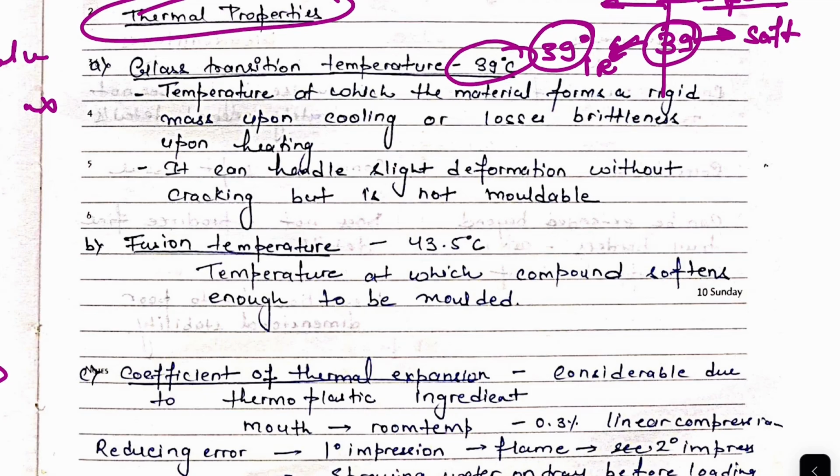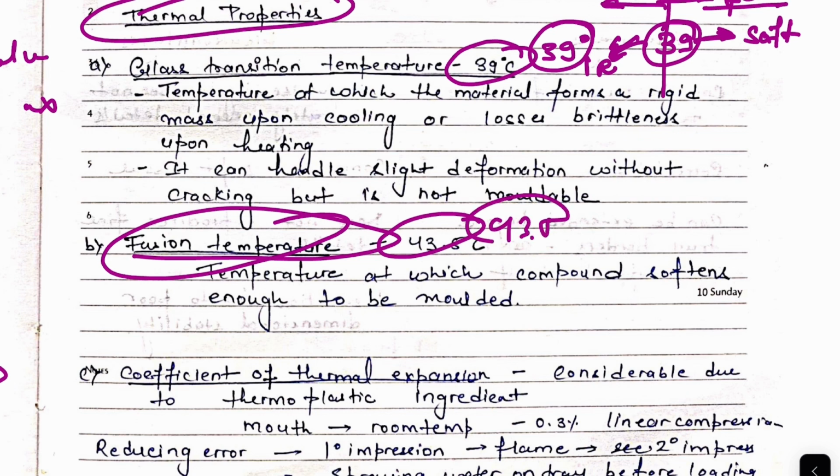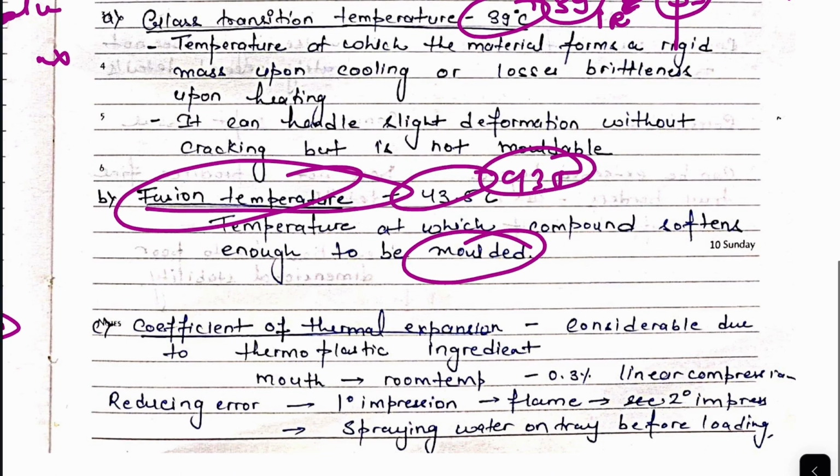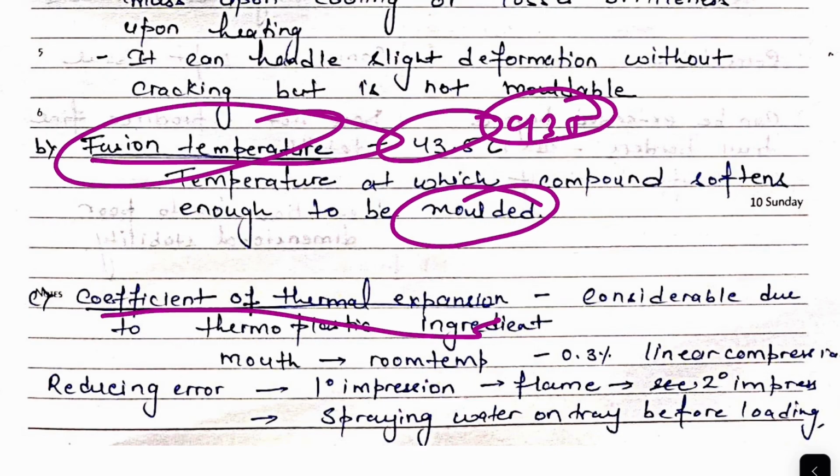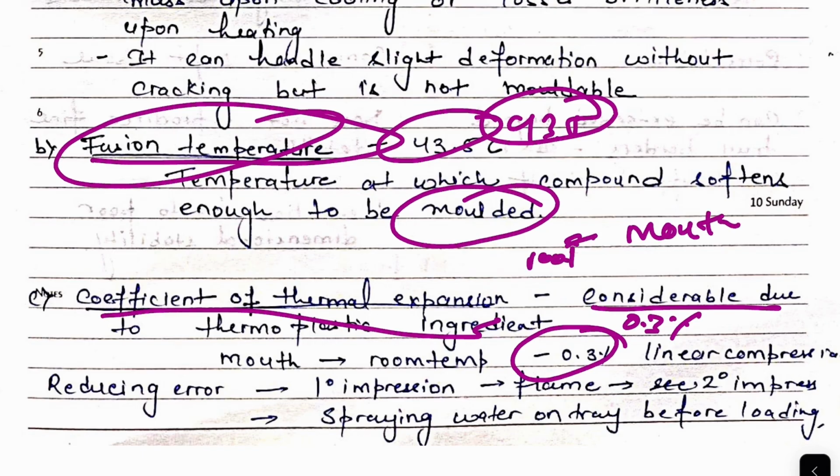Talking about the fusion temperature, it is 43.5 degrees, and this is the temperature at which the compound is moldable. Now talking about the coefficient of thermal expansion, it is pretty high, not very ideal. It is 0.3%. So the compression that takes place between mouth and room temperature means it will shrink by 0.3%. So not very ideal.